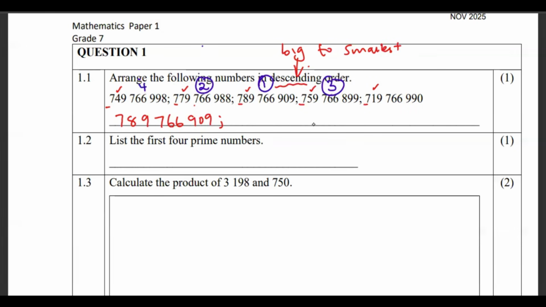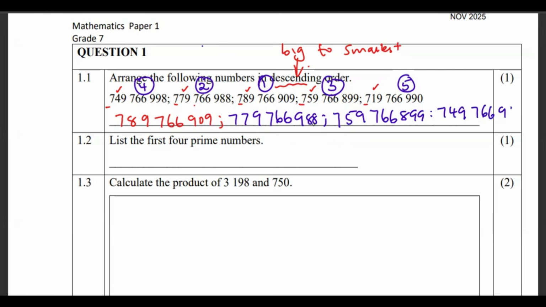74 is going to be number 4. And then this will be our last number. So we say 779, 766, 988. Number 3, we say is 759, 766, 899. And number 4, we have 749, 766, 998. And then lastly, we have our 719, 766, 990. Okay, so that is 1 mark.